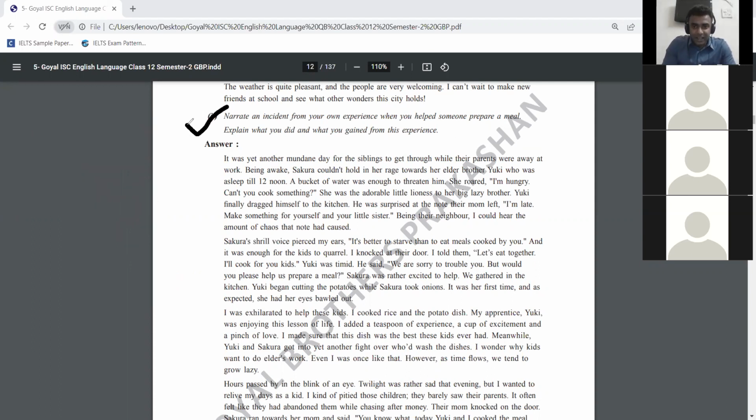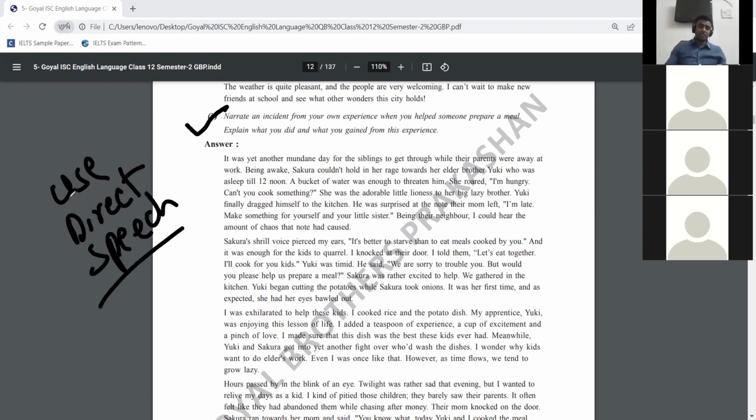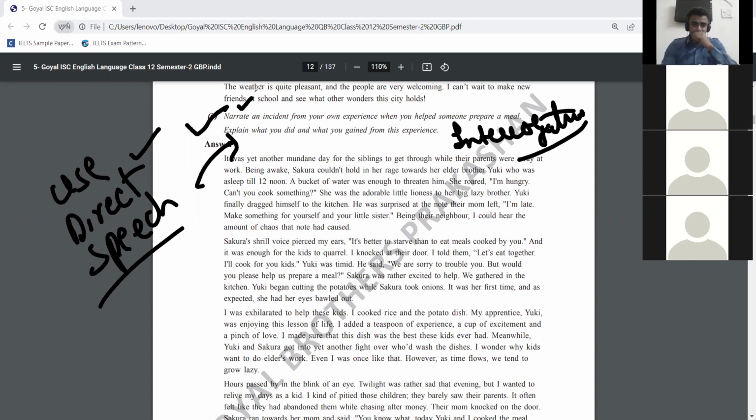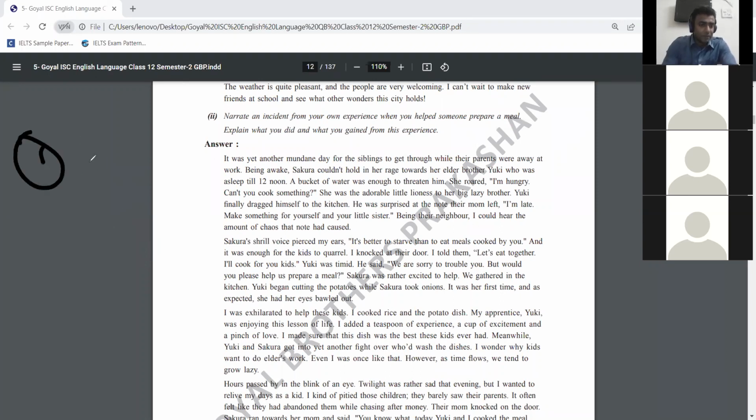When we talk about narrative essays, you will have to even use direct speech sentences. I hope everyone knows what is direct speech, reported speech, where you use double inverted commas. And you will have to use them in numbers, meaning more than 6 or more than 8. You will have to use interrogative sentences and exclamatory sentences also. Interrogative sentences are those in which we ask a question, in which we apply a question mark. Exclamatory, in which we apply an exclamatory mark. Direct speech sentences, in which we apply double inverted commas. So this is how you write a narrative essay.